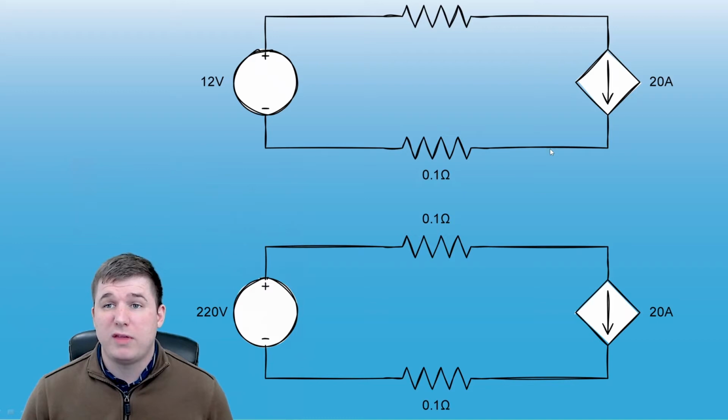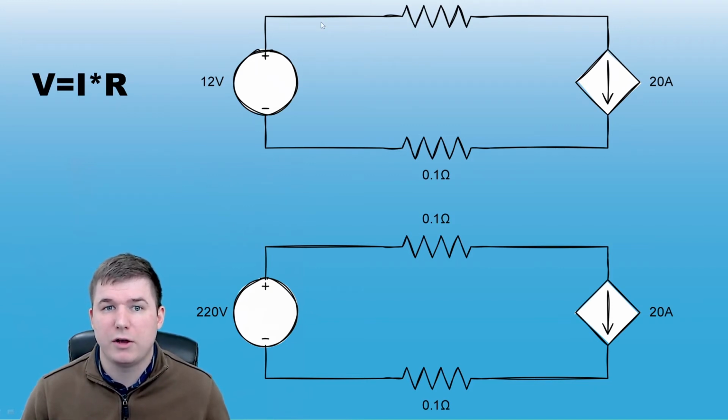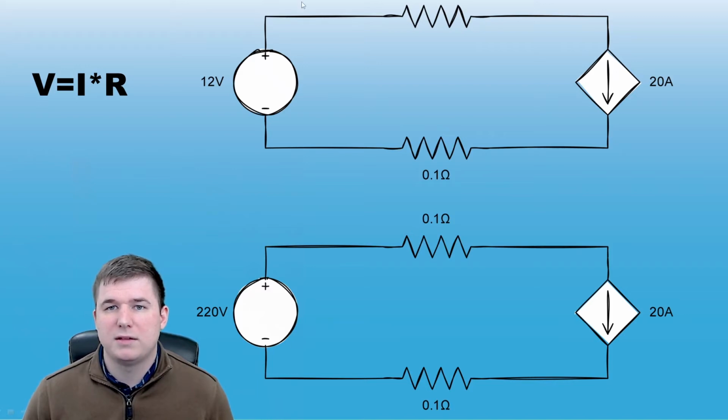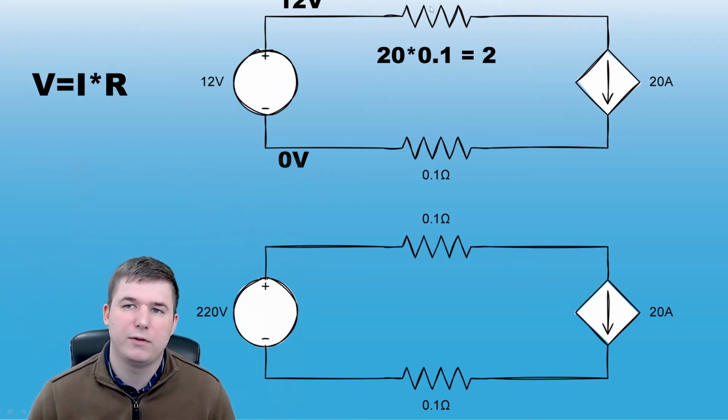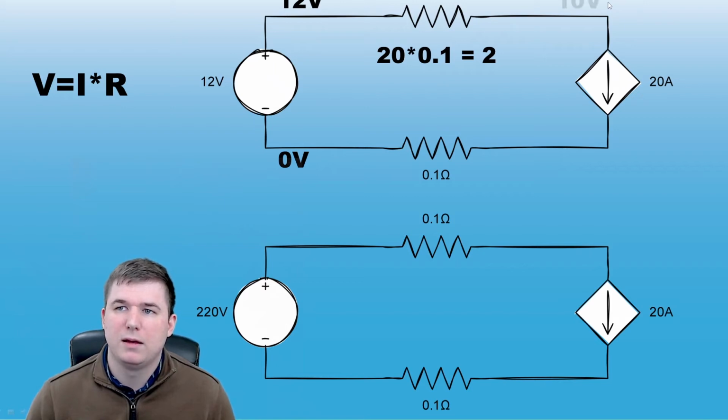In order to do that, we'll need to use Ohm's law, which is the voltage across this resistor is equal to the current times the resistance. We know that the top of this voltage source is going to be 12 volts. The bottom here is 0 volts. We need to figure out the voltage up here on the right. That's going to be 20 amps times 0.1 ohms, which is a 2 volt drop across the resistor. So that means up here is going to be 10 volts.